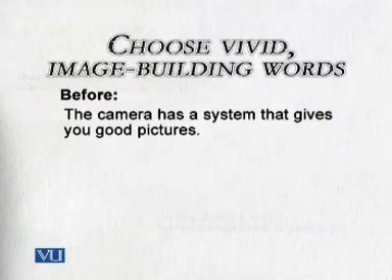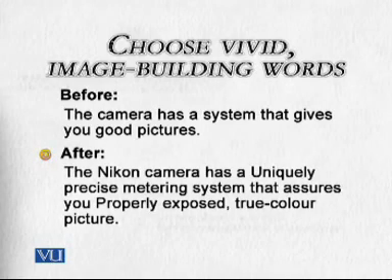Last example: the camera has a system that gives you good pictures. Now see the improved version. We added its proper name. Let's say the Nikon camera has a uniquely precise metering system that assures you properly exposed true color pictures. And this is what we call vivid and image building word choices. So this is how we try to achieve concreteness in our writing.